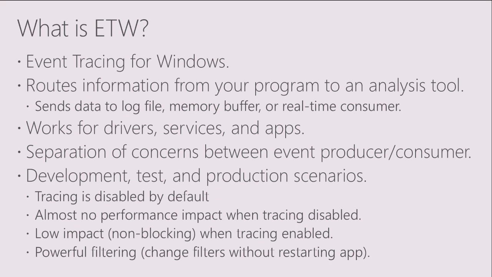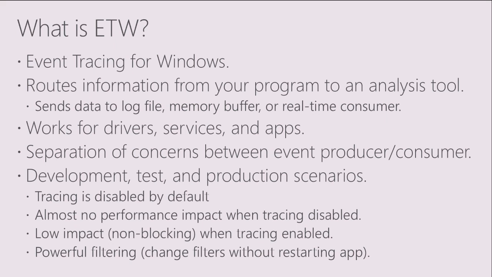Another important aspect of ETW is that it works for development, test, and production scenarios. Now, what makes ETW work for production scenarios is that tracing is disabled by default, and there are powerful filtering capabilities to turn it on only on an as-needed basis. When tracing is disabled, it has almost no impact on your code's performance. And when you enable tracing, it's very, very low impact, less than a microsecond typically for most events. And even then, it's non-blocking beyond that microsecond. A background thread is responsible for taking your events and flushing them to disk.